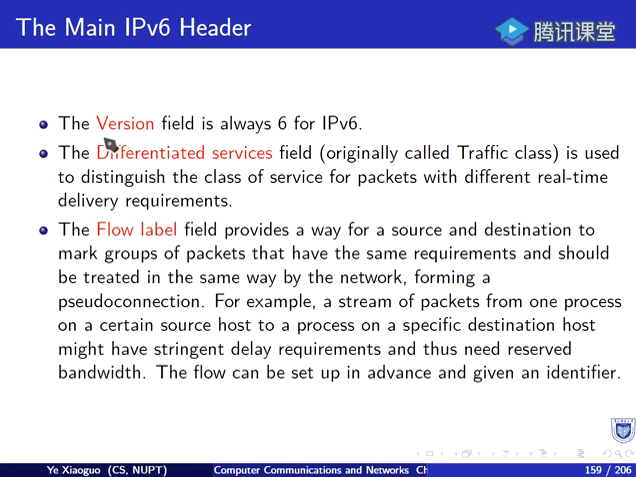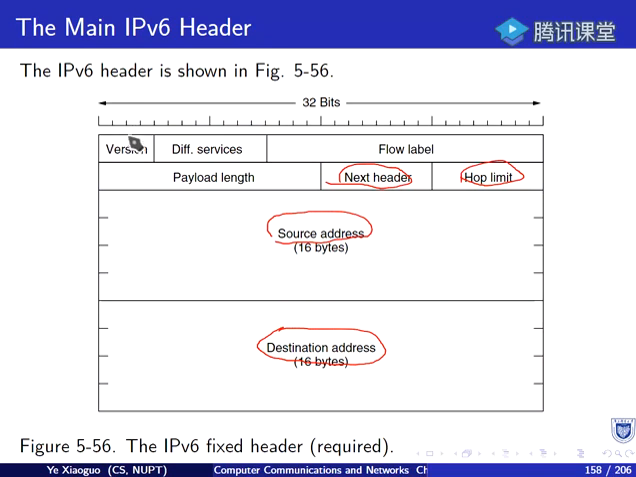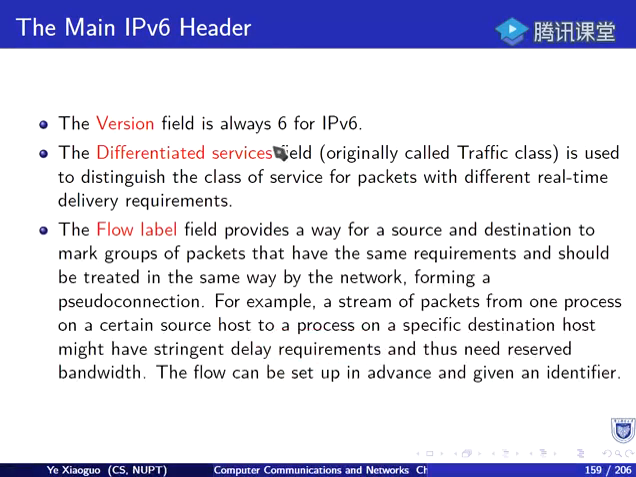The version field occupies 4 bits. Here, for IPv6, the field is 6. The differentiated services field, originally called traffic class, is used to distinguish the class of service for packets with different real-time delivery requirements.